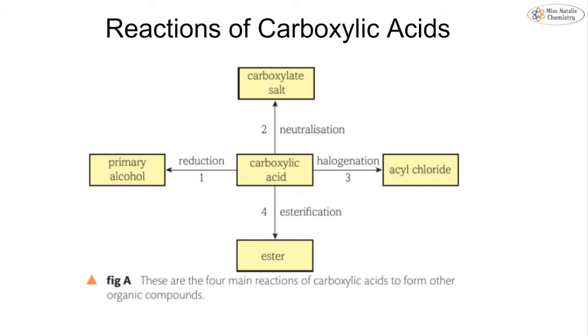Now we want to look at the 4 key reactions that we have to know for carboxylic acids. Luckily, we do not need to know any of the mechanisms for these. You simply have to remember the reagents, the conditions, and the products. So it makes it slightly easier for you. So the 4 main reactions are a reduction reaction, a neutralization, a halogenation, and an esterification. We will then also, in topic 15D, go into more detail about acyl chlorides and esters. So we will touch on them further about how they react, and they are known as carboxylic acid derivatives.